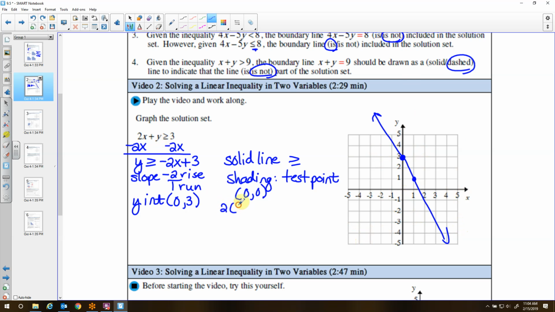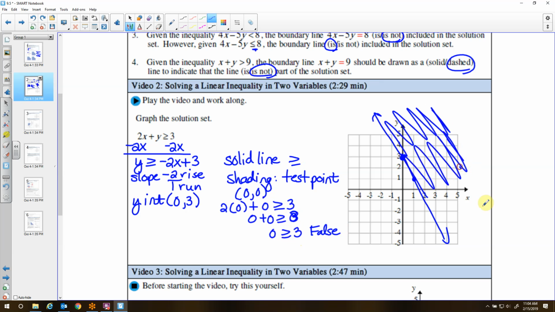So 2 times 0 plus 0, is that greater than or equal to 3? Well, that's 0 plus 0, 0, which is not greater than or equal to 3. That's false. So that means to shade away from my test point, which would be up here. Now, that's one way to know how to shade. The other way, if you graph like I graph and you solve for y and you do slope and y-intercept, okay? And so you have solved for y.